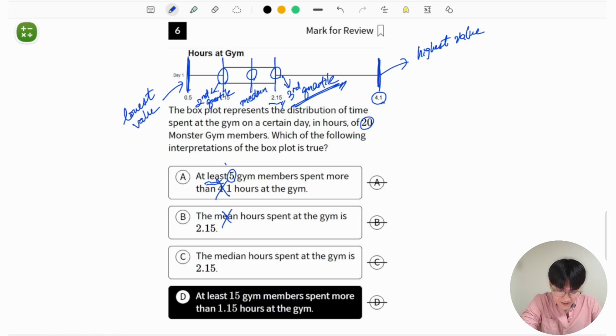Answer choice C, the median hours spent at the gym is 2.15. Once again, this one is closer to the answer, but our median value is actually 1.7. Therefore, we can say that 2.15 is incorrect for the median.